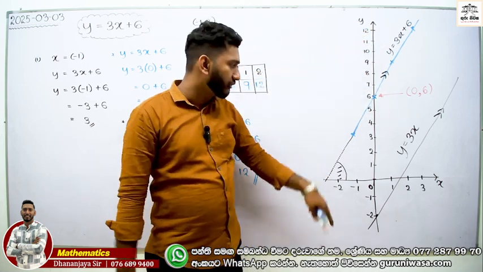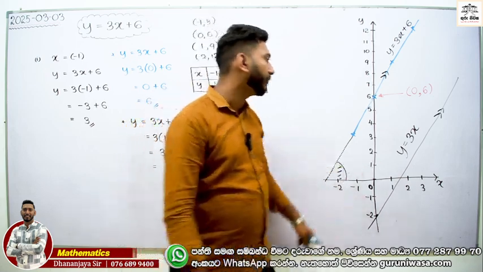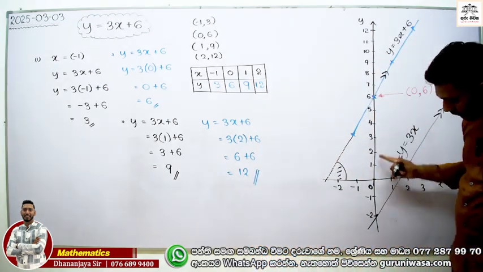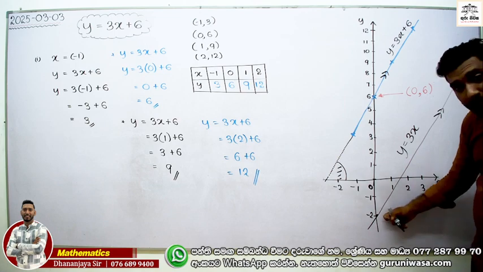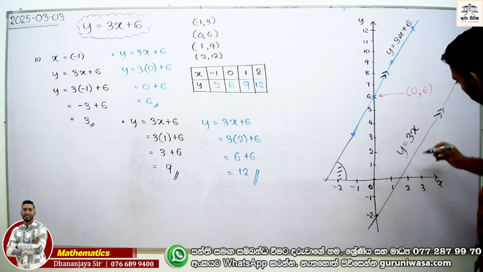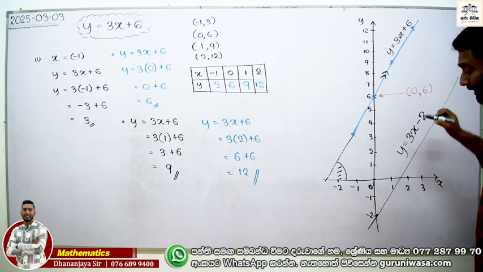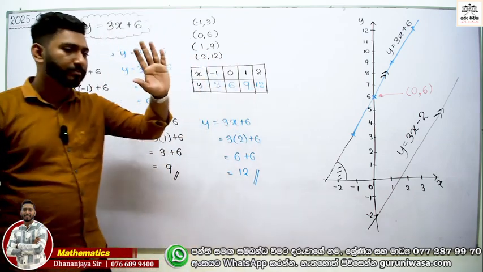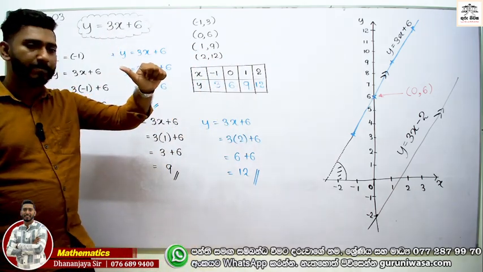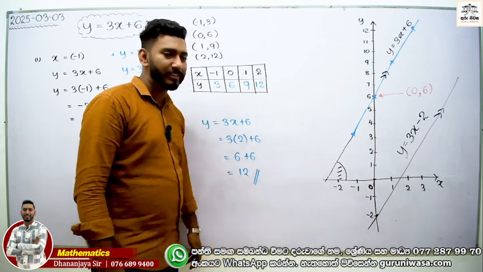Now tell me the equation of the second graph. The answer will be y equals 3x, but it goes through (0, -2). Therefore the intercept is minus 2, so the equation must be 3x minus 2. Did everyone understand that? Well done. Excellent.